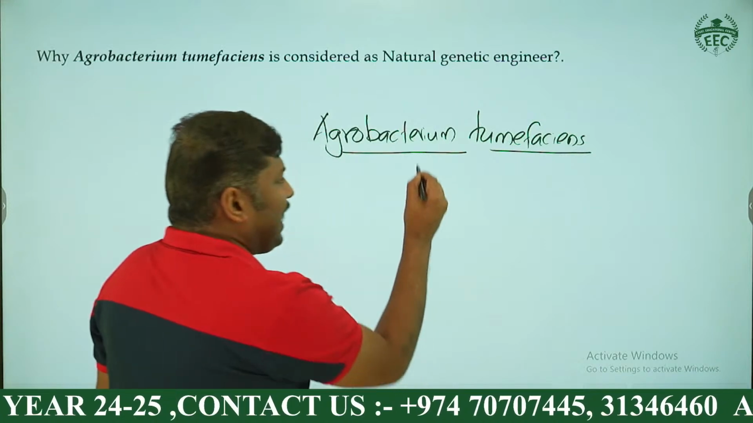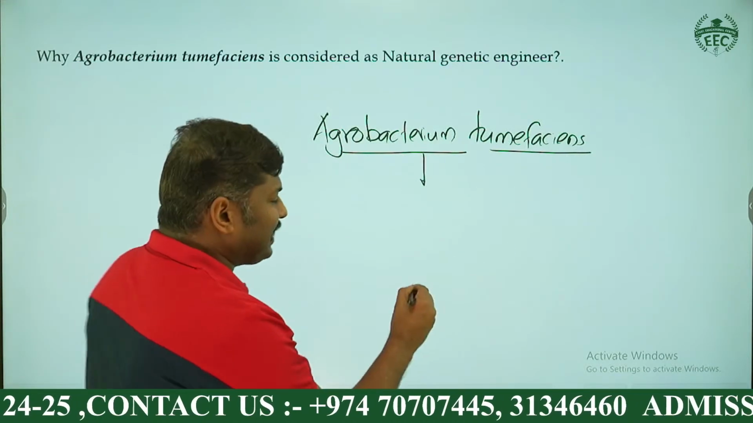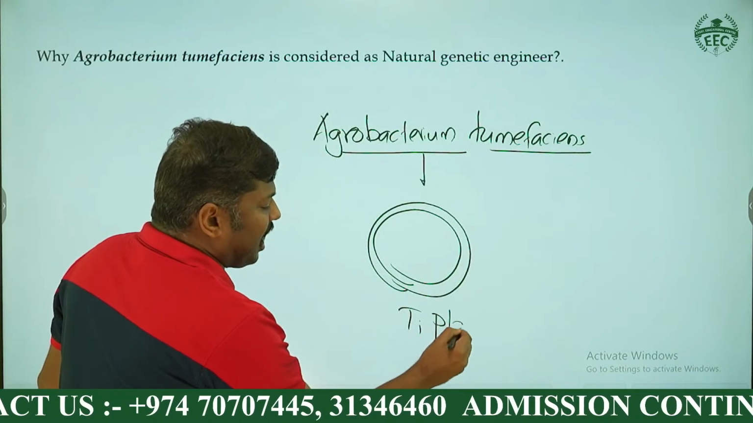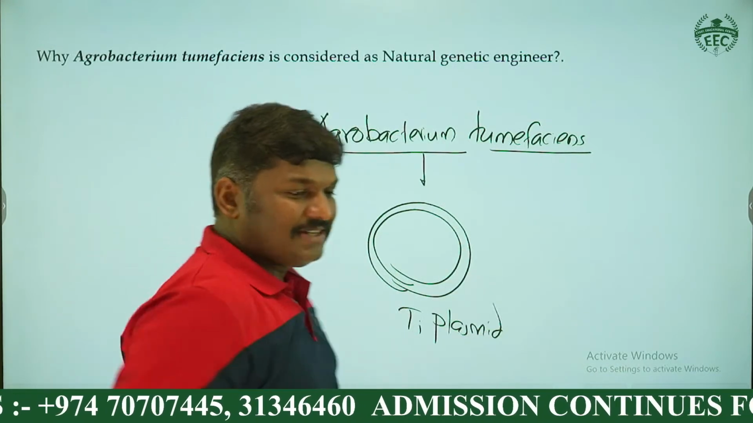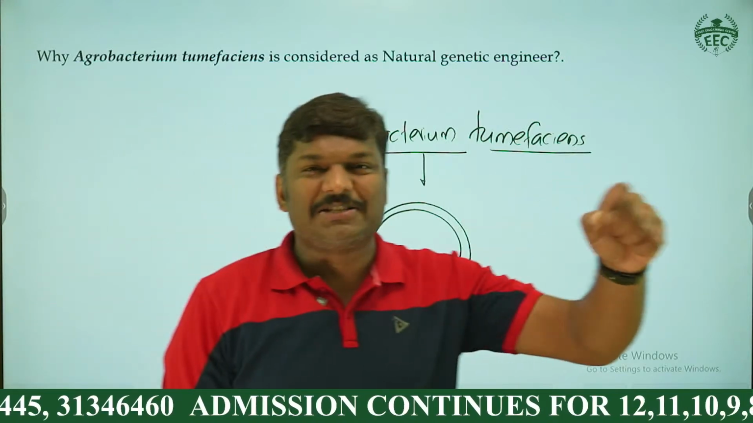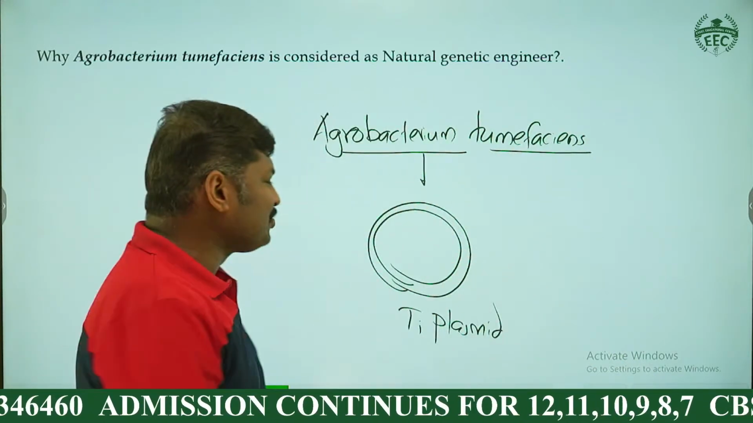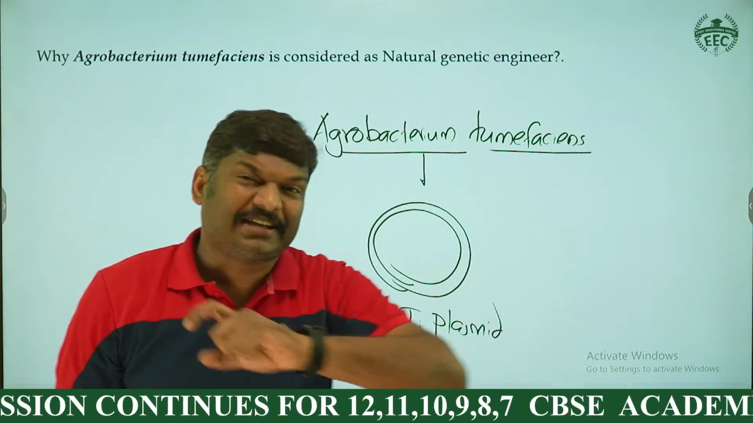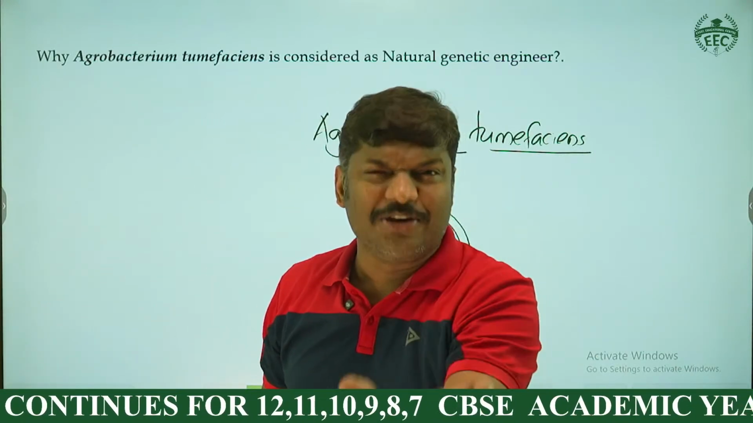As you all know, Agrobacterium tumefaciens has a special type of plasmid, and that plasmid is called what? The Ti plasmid, my dear student. The Ti plasmid is called the tumor-inducing plasmid. Actually, this figure is not in your textbook, but the explanation is there. Ti plasmid, the tumor-inducing plasmid.